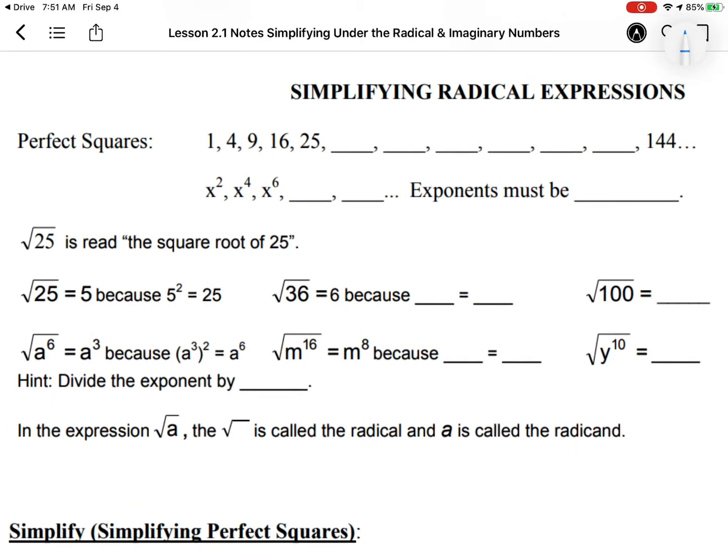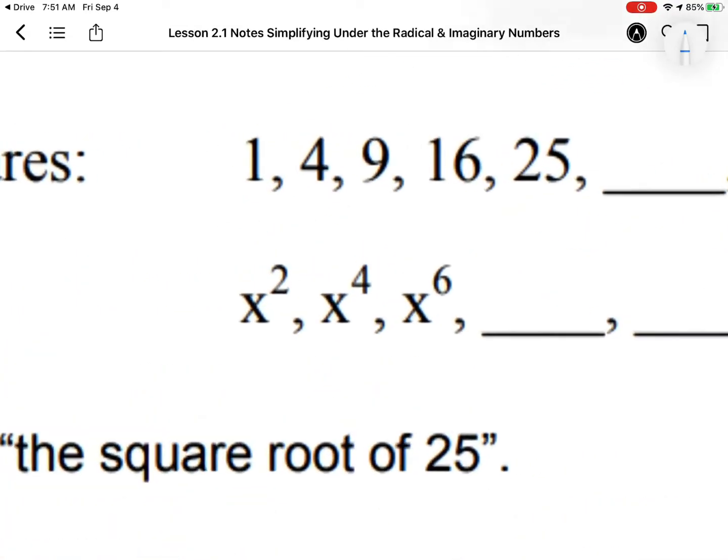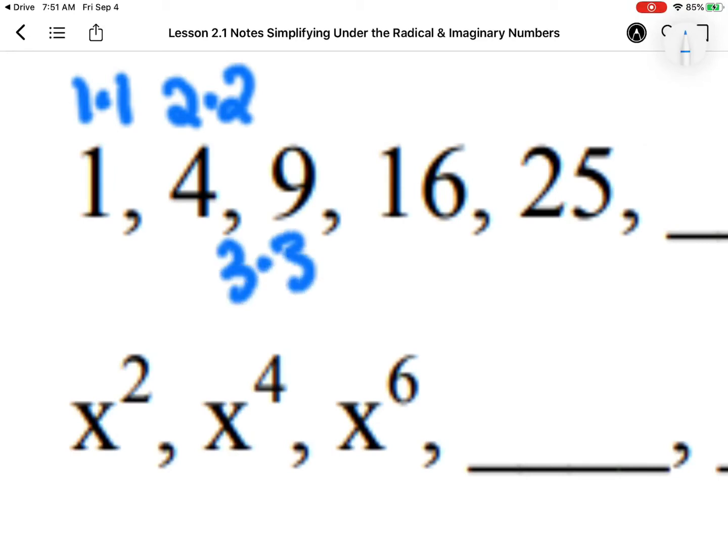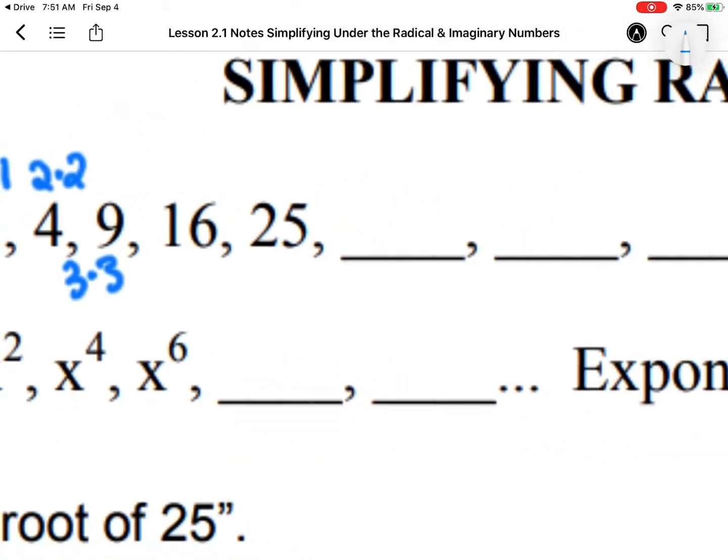Now, it gets really easy if the number you are doing prime factorization on is a perfect square. What do I mean by perfect square? I mean I can take one number, multiply it by itself, and get that perfect square. So 1 is 1 times 1. 4 is 2 times 2. And 9 is 3 times 3. So it's multiplying a number by itself.